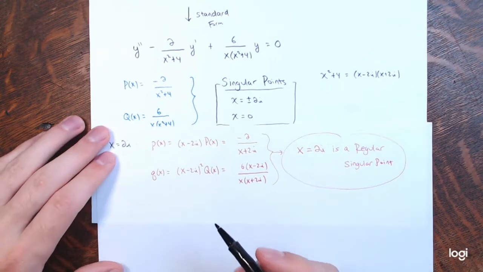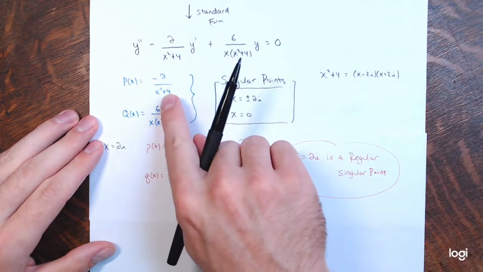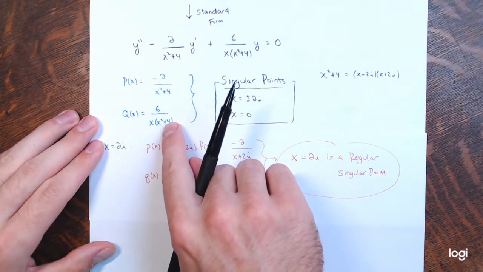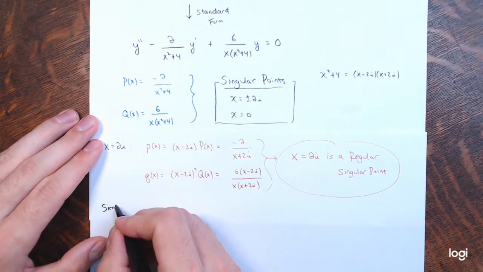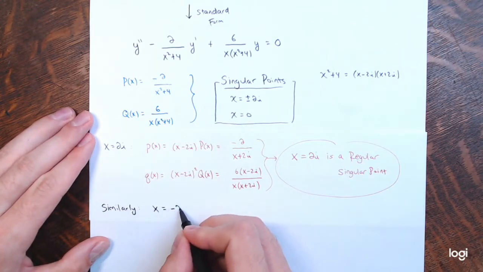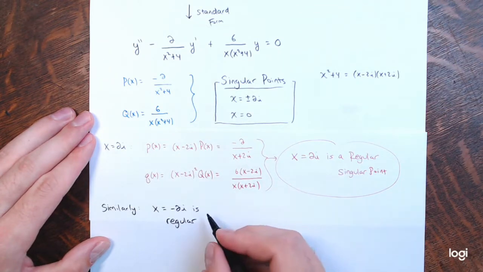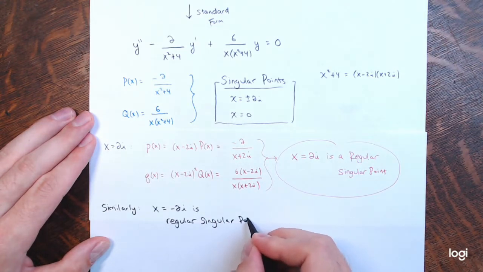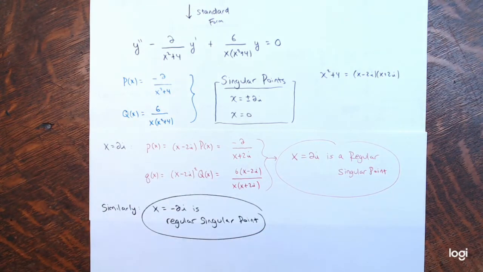Similarly for x equals negative 2i. Because again, x plus 2i is only to the first power down here, first power down there. If it was like to the third power, like in that first example, we have an irregular. So I'll just leave this one to you with the 2i. So similarly, x equals negative 2i is a regular singular point. So far, we've had a lot of regular singular points, and I think just the one irregular from the first example. But it's really just a matter of doing these simple checks, right?